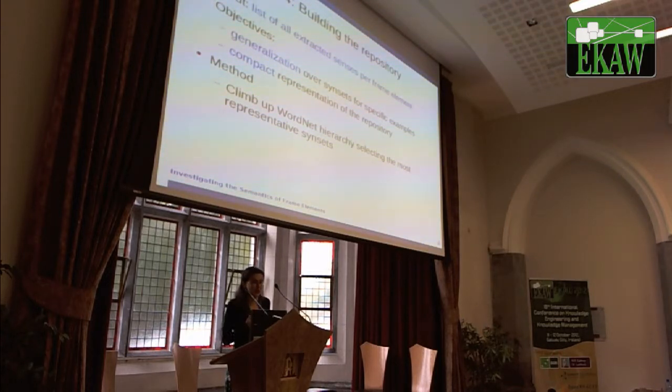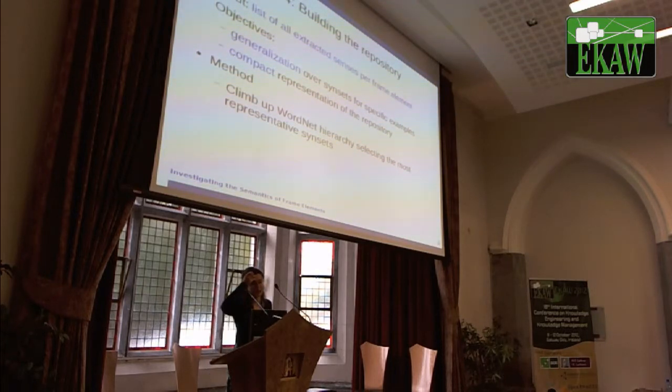Here the objective is to generalize over specific examples to be able then to accommodate unseen cases. Like if, for this specific frame element combination, I've seen lots of examples of cats, dogs, tigers, I don't know who else, I'd be willing to generalize to animals or specific kind of animals to then be able to accommodate examples of unseen animal types. So the second objective is the compact representation of the repository of senses.